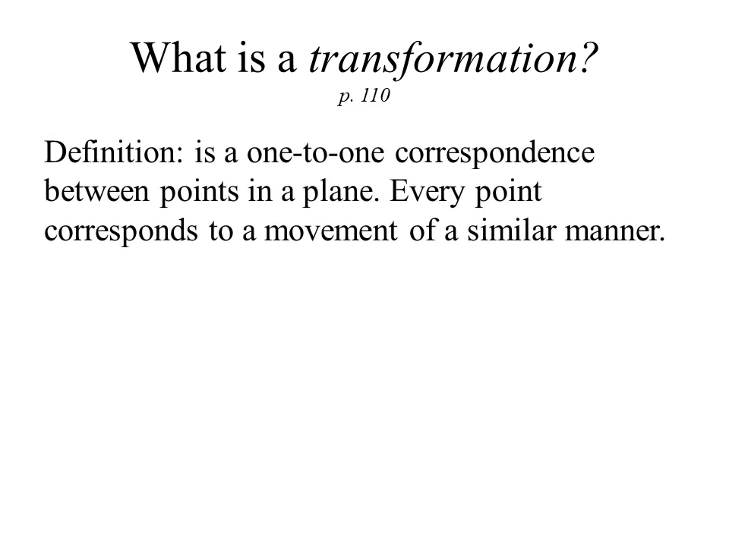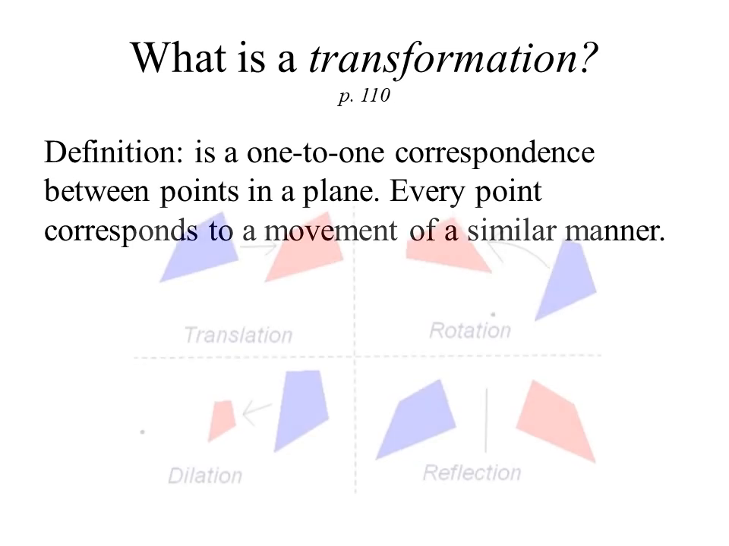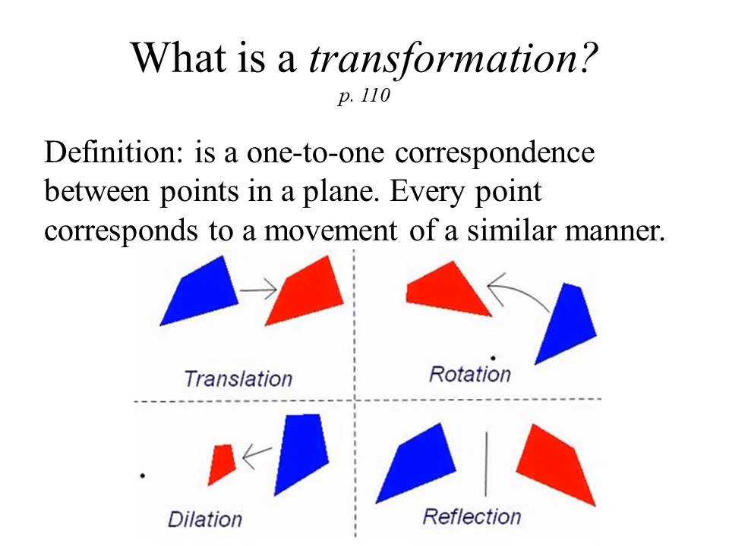So a transformation is a one-to-one correspondence between points in a plane. Every point corresponds to a movement of a similar manner. Okay? Now again, let's put up our examples here. Now, this definition is quite clunky, let's say.